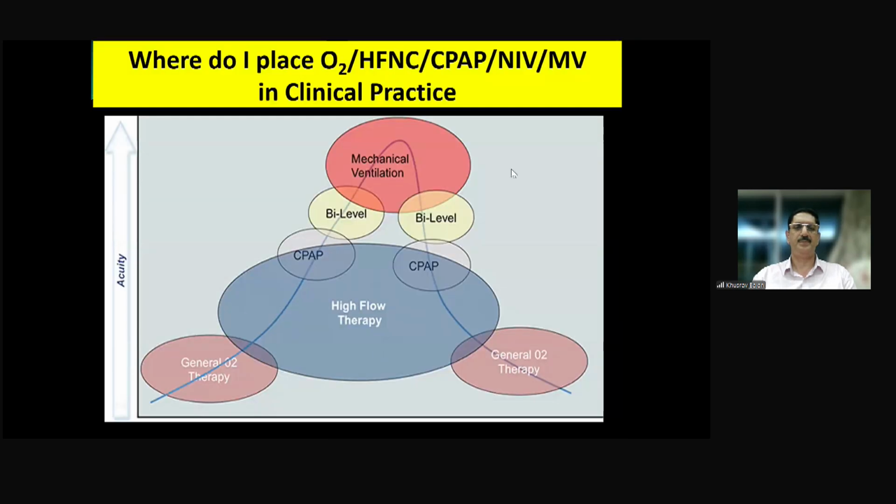So where do I put oxygen in clinical practice? I would start off with oxygen therapy. I might need high flow. I might need CPAP and bi-level. And then finally, I might need ventilation. But by and large, if appropriately treated, I would probably stop between oxygen therapy, low and high flow, and then the high flow nasal cannula, which is 60 liters per minute.